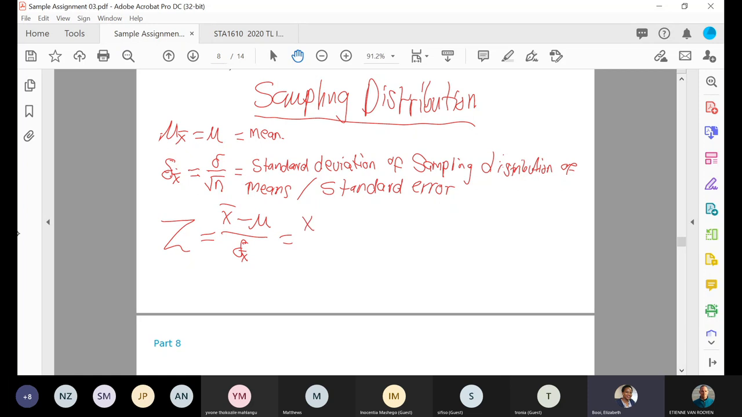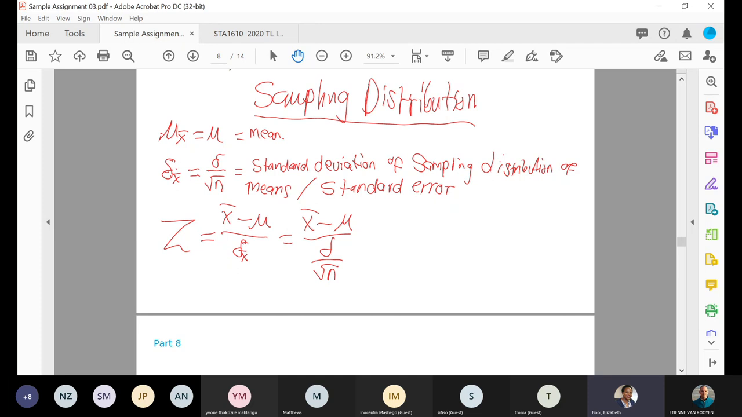We can call it the sample mean minus the population mean, divided by the standard error. I don't know how to write the standard error: it is the population standard deviation divided by the square root of n. And that's what you need to know about the sampling distribution.